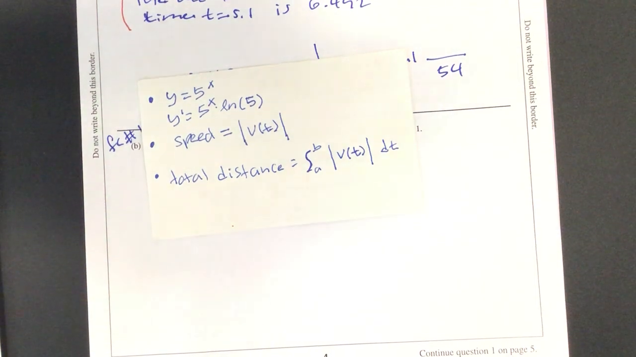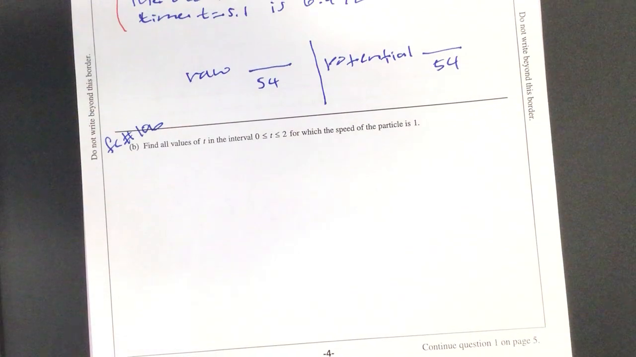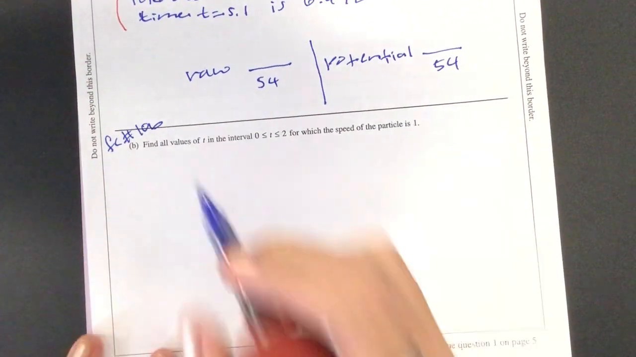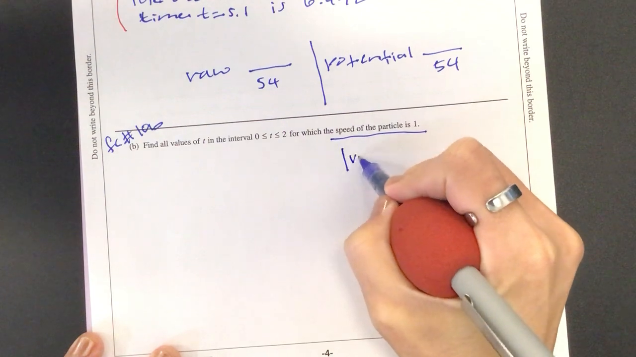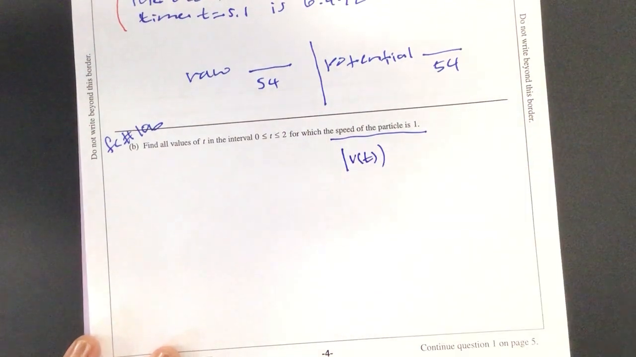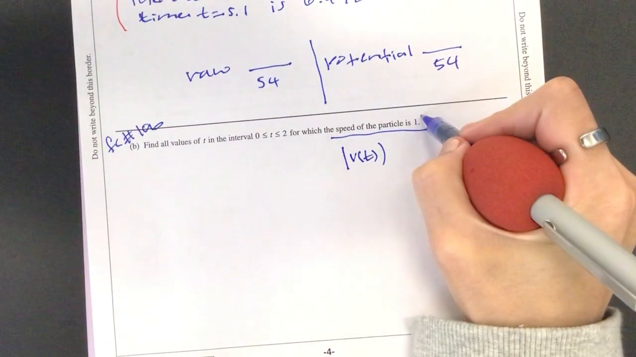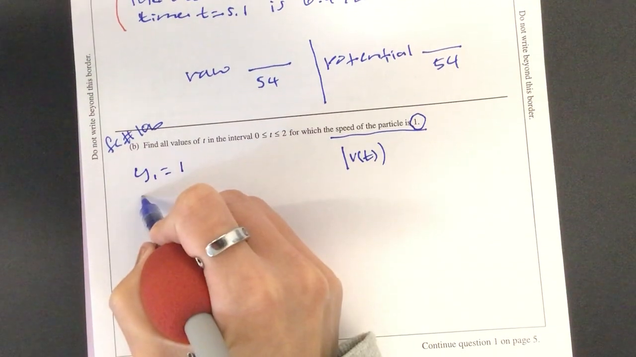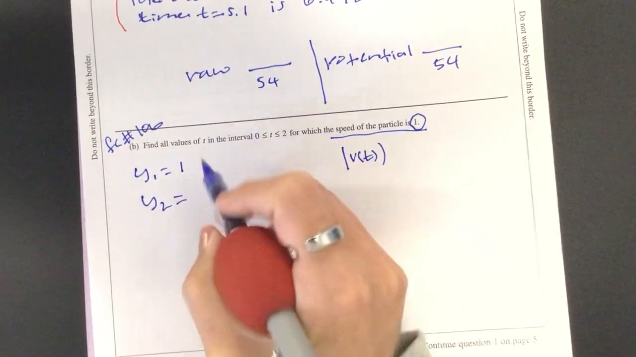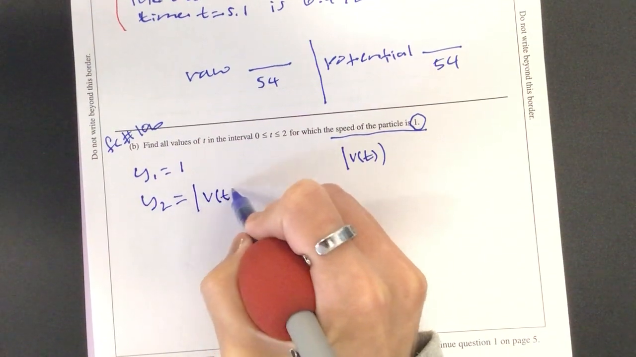Always the absolute value or the magnitude. They mean the exact same thing. So I'm going to put on here, our speed of the particle is always the absolute value of the velocity. So because I want to know when it's going to reach 1, I'm going to actually use y1, set that equal to 1. y2 we already have.